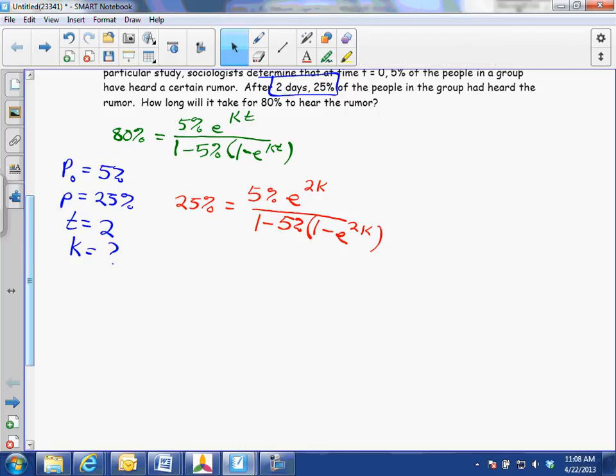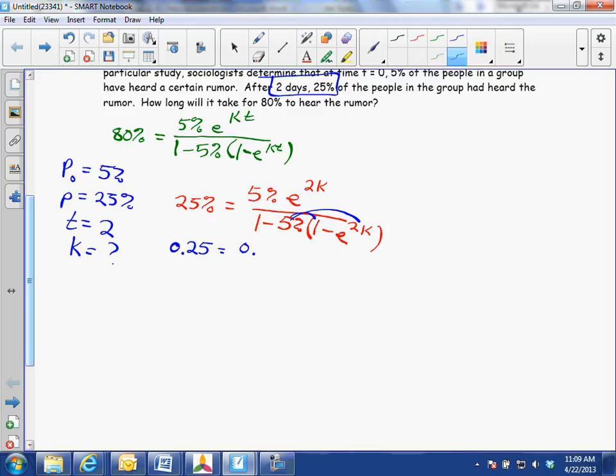All right, so what I would do first is simplify this denominator by distributing through. If it helps, if we're working with decimals instead of percents, make sure to change everything to a decimal. So 1 minus 1 times 5% is 0.05, minus 0.05 e to the 2k. So all we do is distribute through.